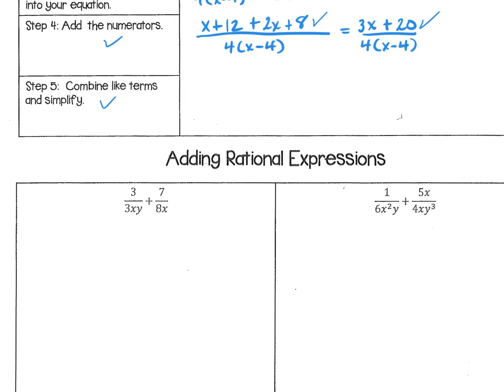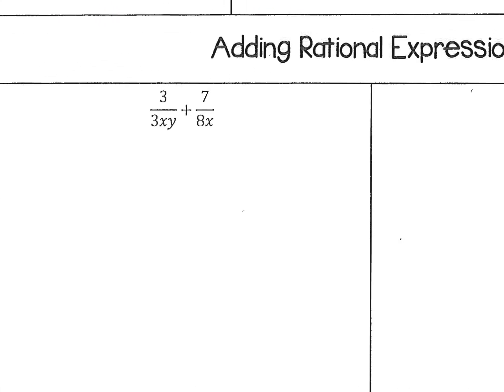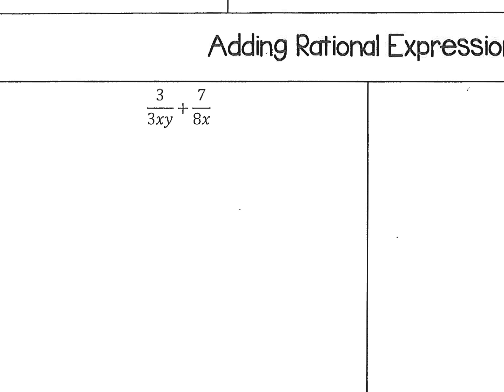Let's try one here. Take a look and try this guy. First thing I want you to do is find the common denominator. Figure out what the common denominator is if we've got 3xy and 8x. Look at the numbers first. What's the common denominator for 3 and 8? 24. Good.